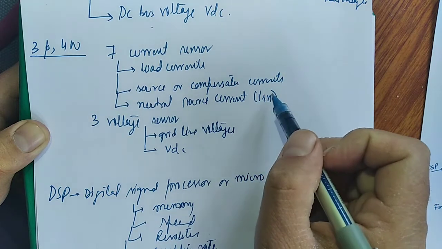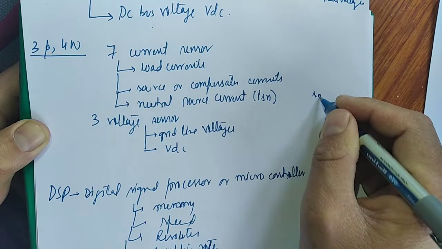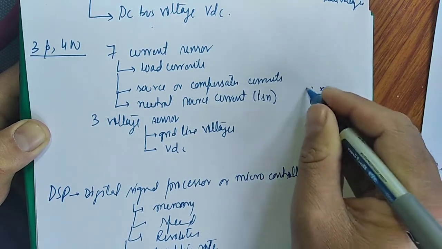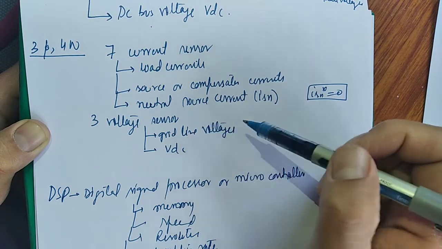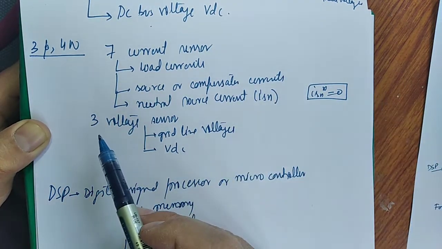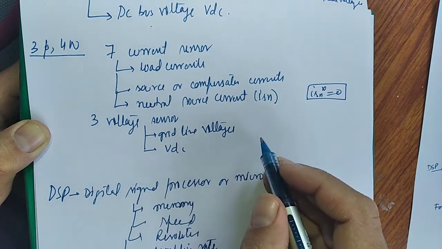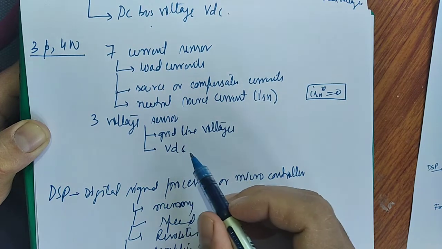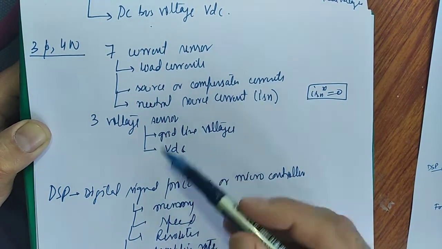Okay, we have to compare the sensed source current with the reference current, that is equal to 0, because we need 0 current in the neutral source current. So we will put a reference, then we will generate pulses for that. And the voltage sensors will be the same: 3 voltage sensors for grid line voltages VSA, VSB, VSC, and VDC, the DC bus voltage sensor. So we need these Hall effect sensors.